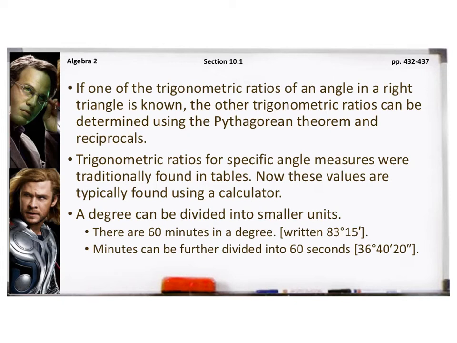If one trig ratio of an angle in a right triangle is known, the other trigonometric ratios can be determined using the Pythagorean theorem and reciprocals. I'll demonstrate. Trigonometric ratios for specific angle measures were traditionally found in tables, but now you have your calculator, and you will be allowed to use your calculator. Now, you have to understand that that's if I'm looking for a rounded answer. If I want an exact answer, you leave me in numbers. I don't need a decimal.